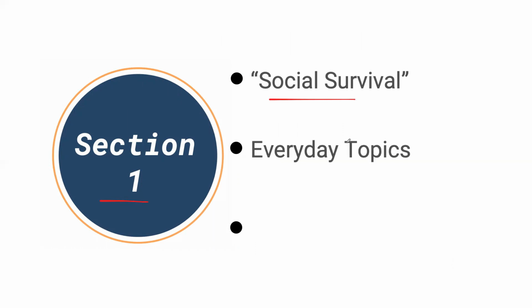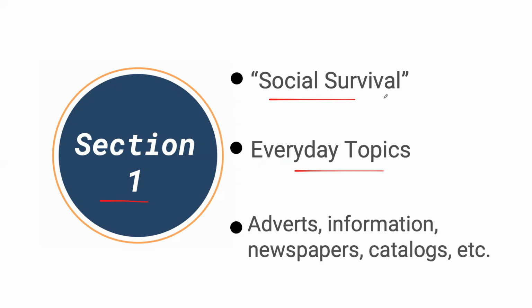Before we look at our example, I just want to let you know that we'll be in section 1 today. So for the general reading, we have 3 different sections, and section 1 is known as the social survival section. So basically, this will contain information on everyday topics, anything you would need to be able to survive in an English-speaking country on your own. And you can expect things like advertisements, general information, clippings from newspapers, information from catalogs, anything that is just a general everyday topic.